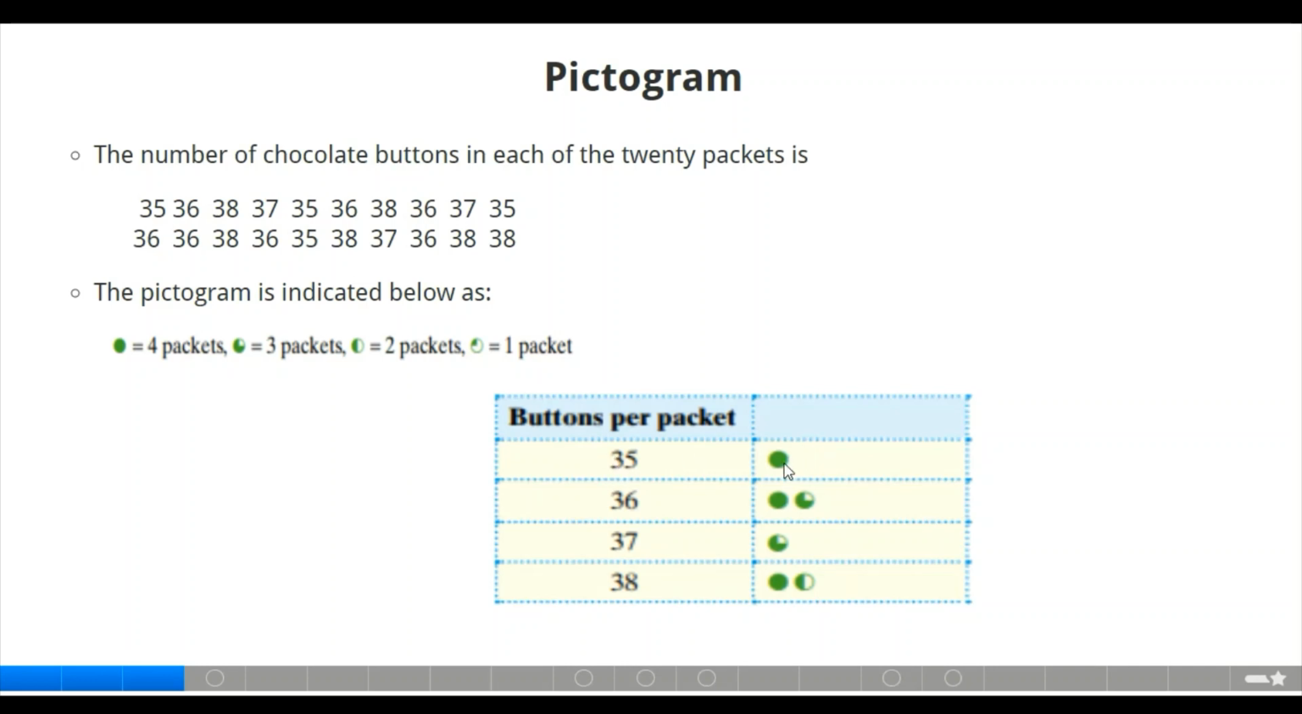So for 35, we have 4 packets. For 36, we have 3 packets. Okay, so we have 4 packets and 3 packets, and by the time we add them together, 4 plus 3, that's 7. So we have 7 packets altogether. And for 37, we have just 3 packets. And for 38, we have 4 packets plus 2 packets. Let's add together 4 plus 2, that is 6. So we have 6 packets altogether.